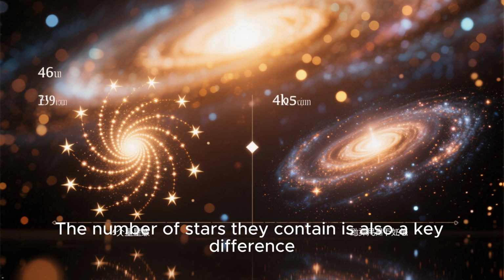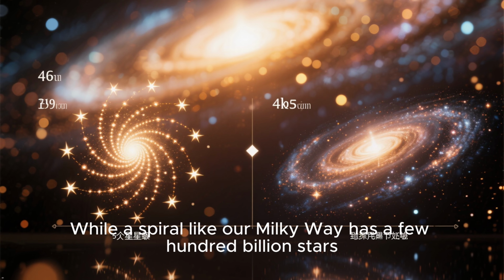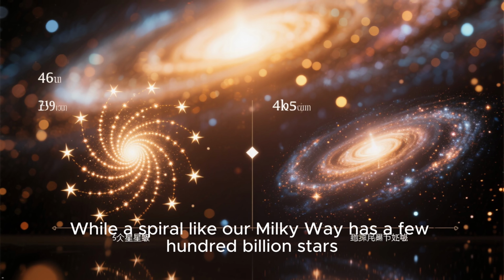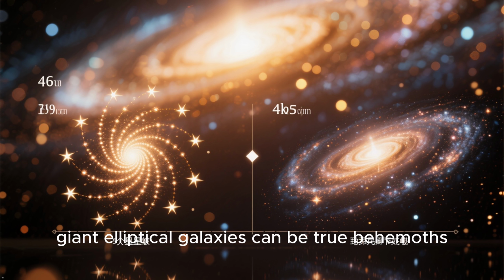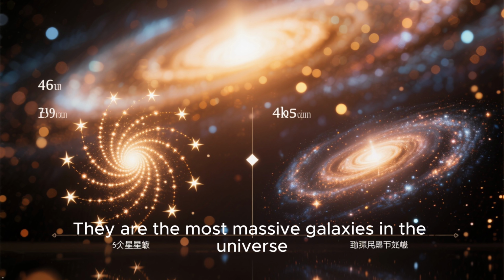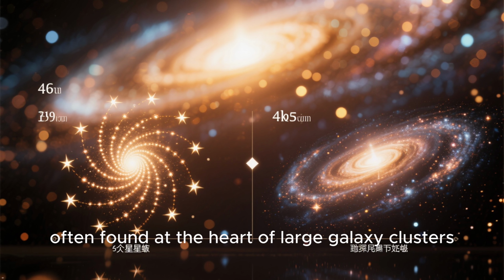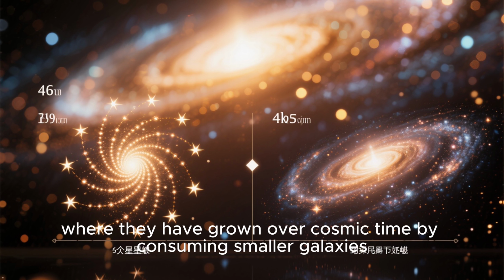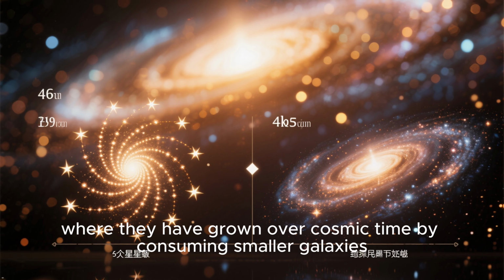The number of stars they contain is also a key difference. While a spiral like our Milky Way has a few hundred billion stars, giant elliptical galaxies can be true behemoths, containing trillions of stars. They are the most massive galaxies in the universe, often found at the heart of large galaxy clusters, where they have grown over cosmic time by consuming smaller galaxies.